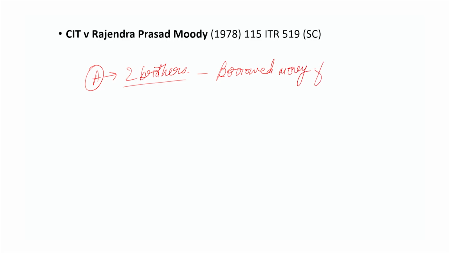We now look at the case of CIT versus Rajendra Prasad Moody. So this is a case of 1978 decided by the Supreme Court. So in this case, there was this assessee who was there, and the assessees were basically two brothers, right? Now these two brothers, they had borrowed some money for the purposes of investment in shares. So they ended up paying some interest on the money that they had borrowed, right?